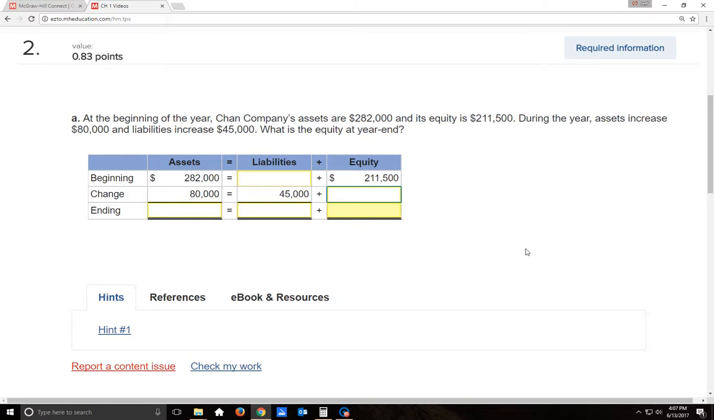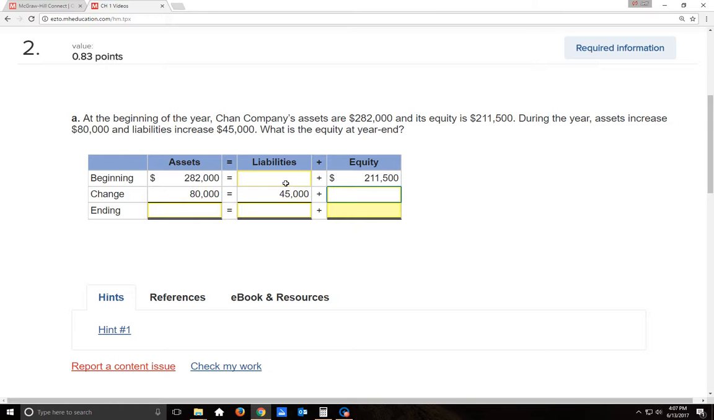To solve equations like this, it's handy to first write up the balance sheet equation that assets equal liabilities plus equity. Next, list what the balance sheet equation in dollars were at the start of the year. Here we know that at the beginning of the year, Chan Company's assets are $282,000, so list assets of $282,000. And its equity was $211,500, so list that amount as well.